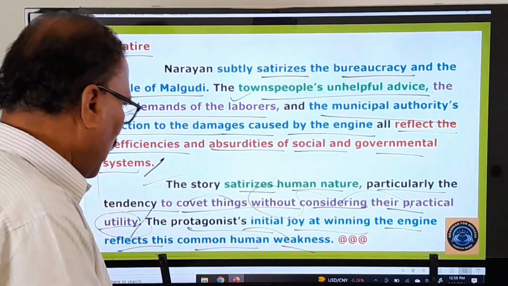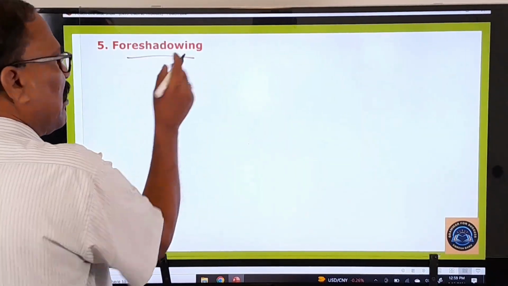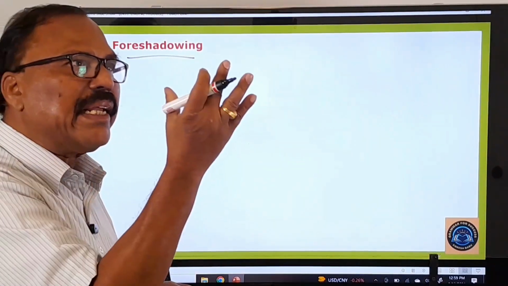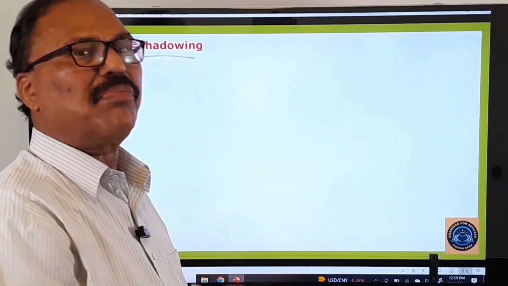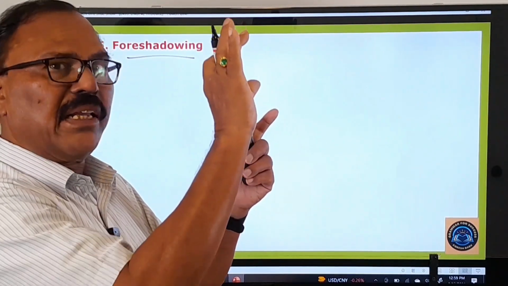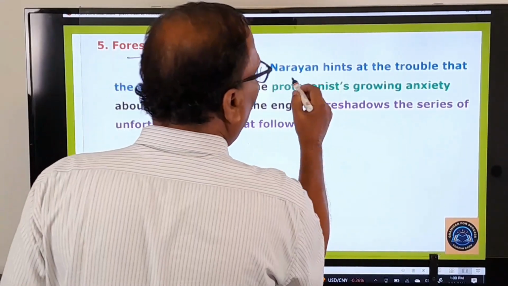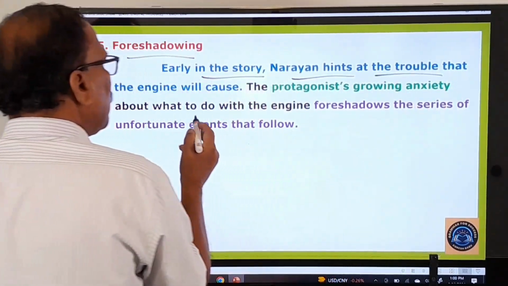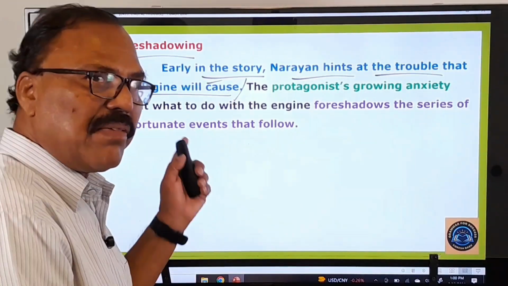Okay, right. And now you go to the other literary devices. Foreshadowing is there. Foreshadowing means hinting at something well beforehand. And here you pay attention. Early in the story, Narayan hints at the troubles that the engine will cause. He has given a hint here.